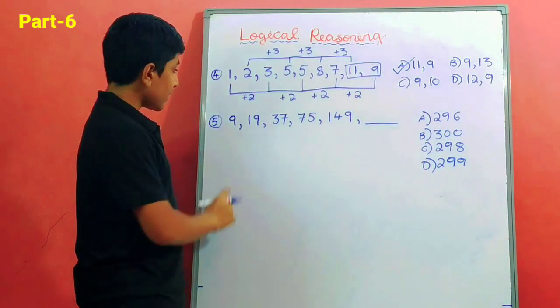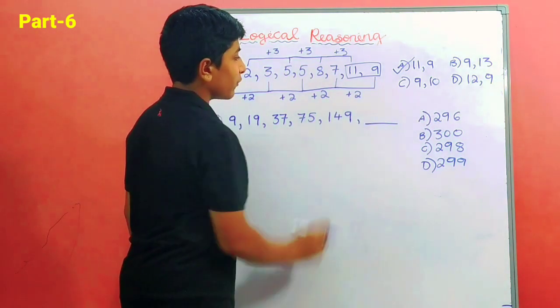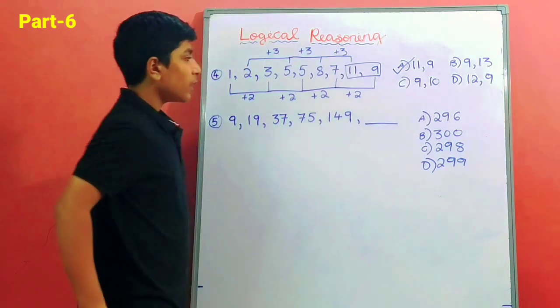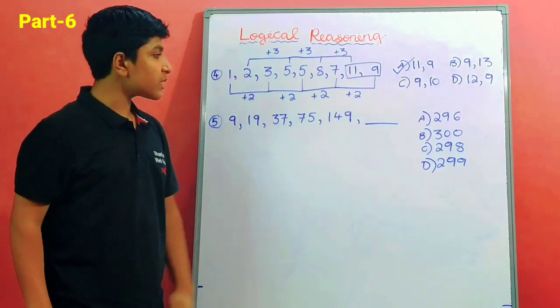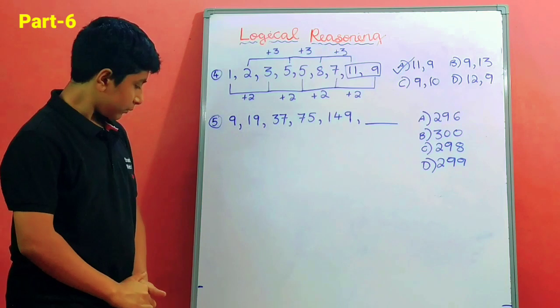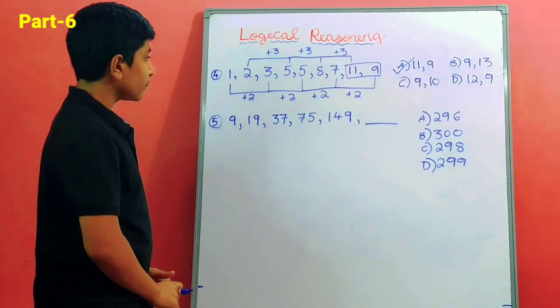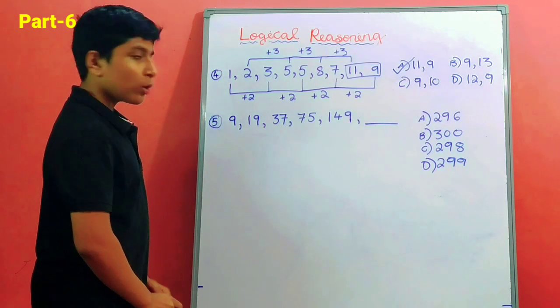So here we can see that we have 9, 19, 37, 75, 149. We have to find this space. So we have the question, we have the options. Please pause the video and try to solve it yourself. Hope you have tried it.